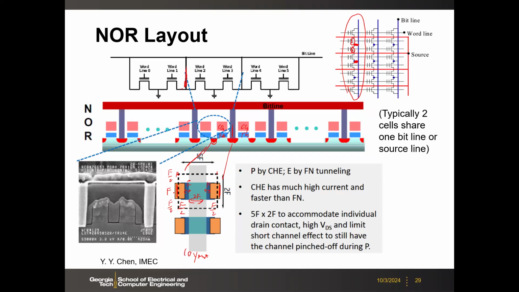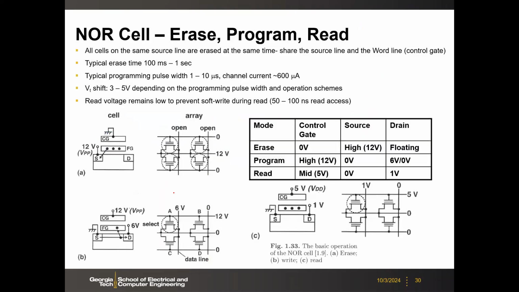So roughly speaking, we have like a 10F square for the NOR flash transistor. So any questions here? Okay, so then let's look at the operation schemes for the NOR flash cell.